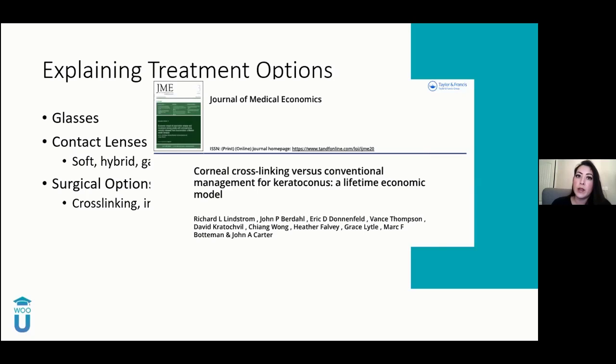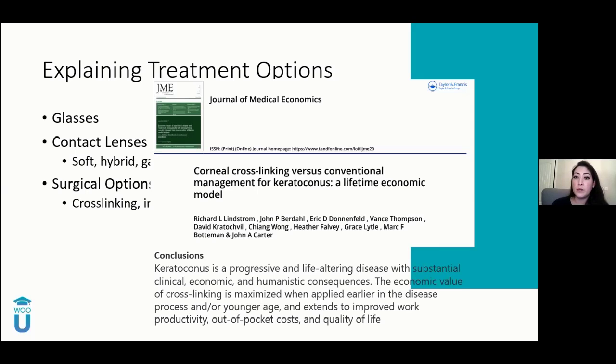And this is something that is eye-opening, as far as one of the most recent studies and articles showing that it is really important to get these patients treated sooner rather than later, because throughout their lifetime, and even in the cost to the healthcare system, it's going to be better for everybody.